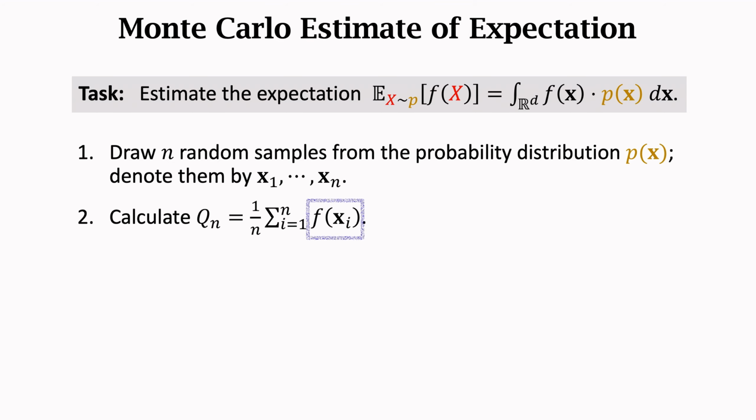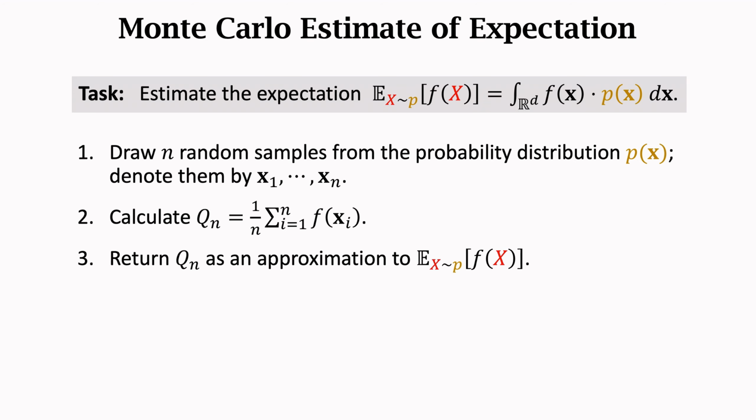The second step is evaluating the function values for all xi and averaging the function values. Denote the average by q sub n. Lastly, return Qn as an approximation to the expectation. The larger n is, the more accurate the estimate is.